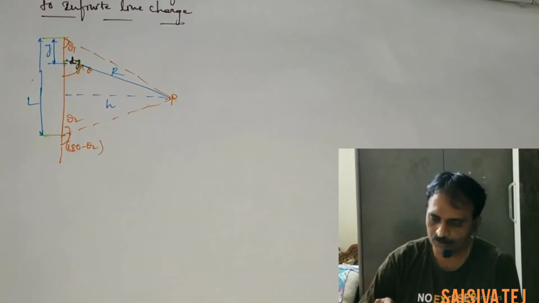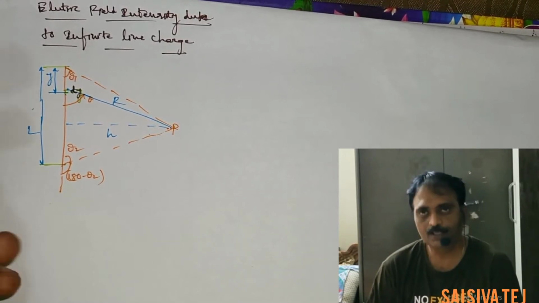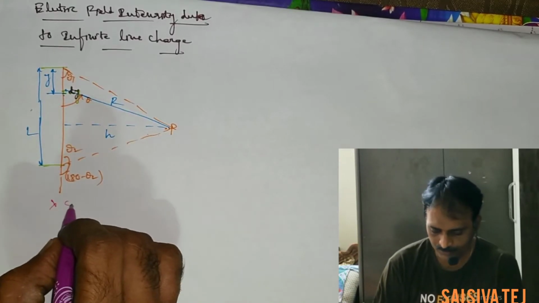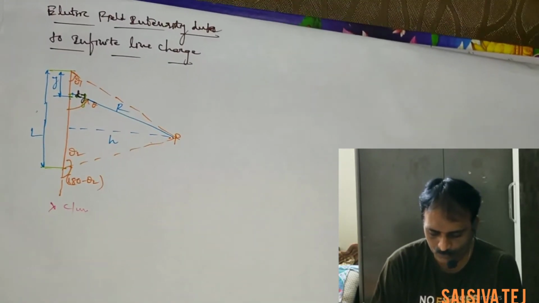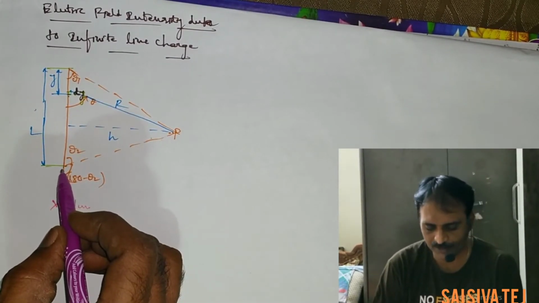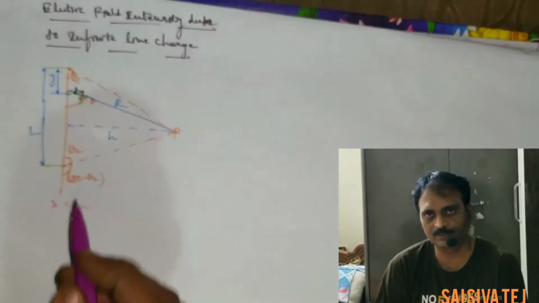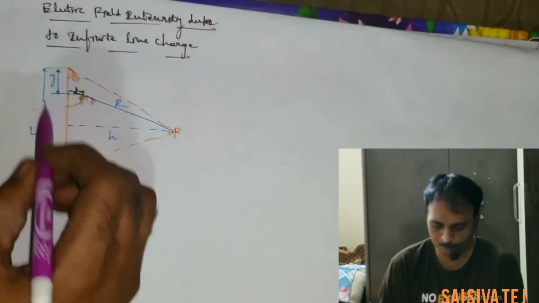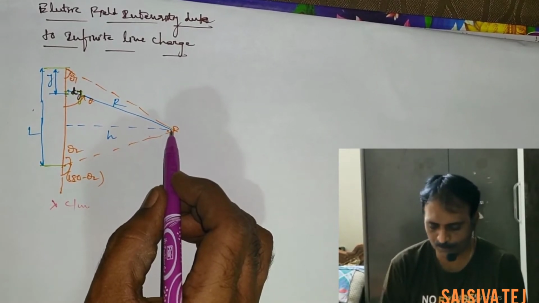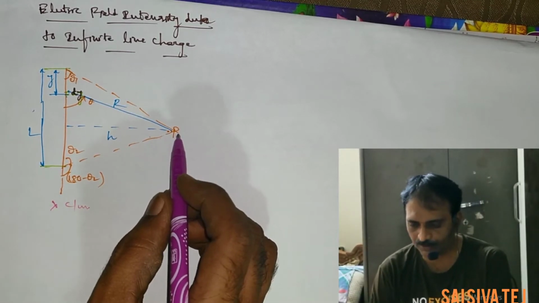In order to do that, first of all, I am going to consider a line charge having lambda coulombs per meter. Here I am going to consider a finite length of a line charge, and later on we shall extend to the infinite length. Here I am going to consider L as the length of the line charge, and our objective here is to find the electric field intensity at this point P.